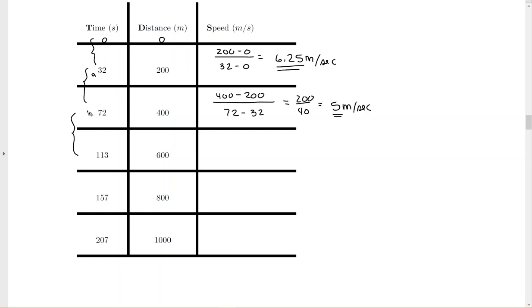So this is no longer my B value. My B value is the big number, and the A is the small. So F of B, the output, 600 minus 400. That's my F of A, divided by 113 minus 72. And so 200 divided by 41. So that's going to be about 4.88 meters per second.